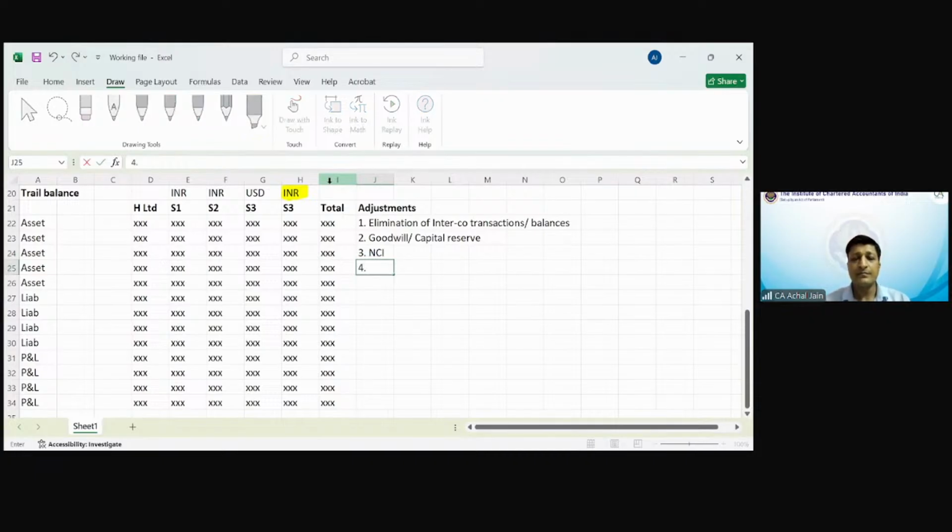Fourth, if you look at the approach we just discussed, H, S1, S2, S3, if you consolidate all of them, it's important that their accounting policies should be aligned. Let's suppose H is following a different accounting policy, say FIFO for inventory valuation, and S2 is following weighted average for inventory valuation. Can you add these two? Tell me, can you add these two?